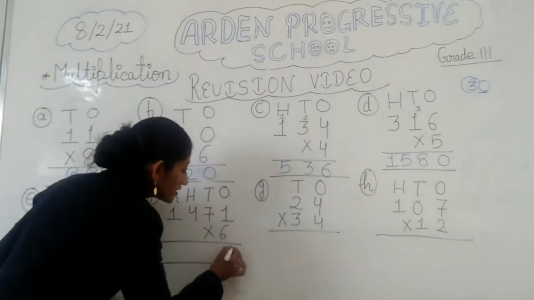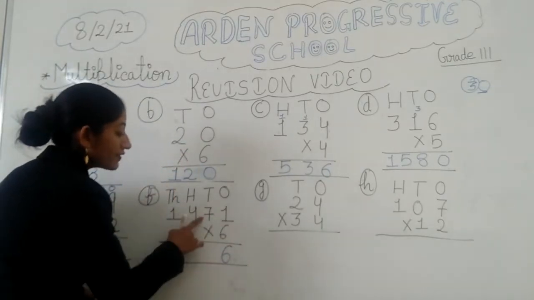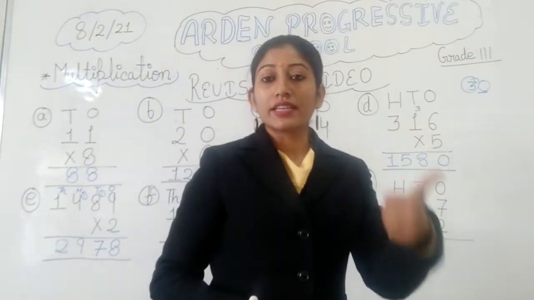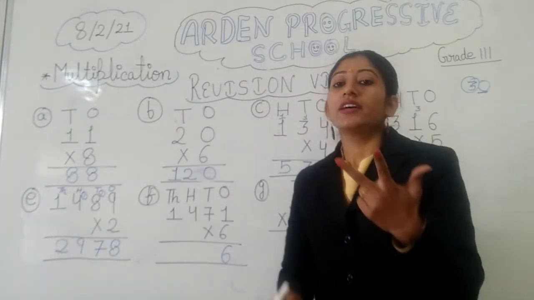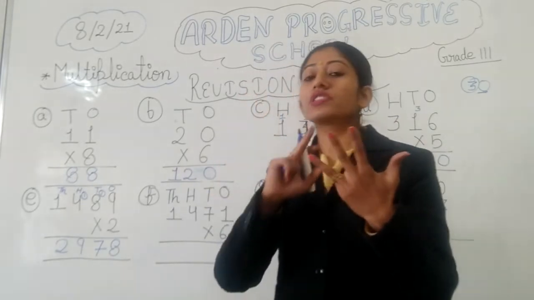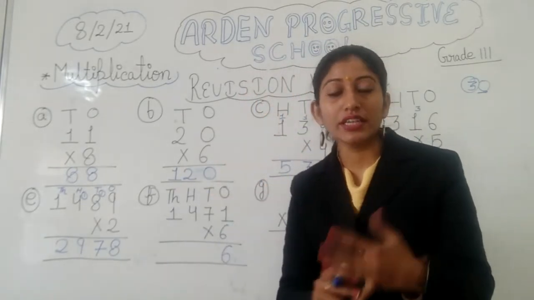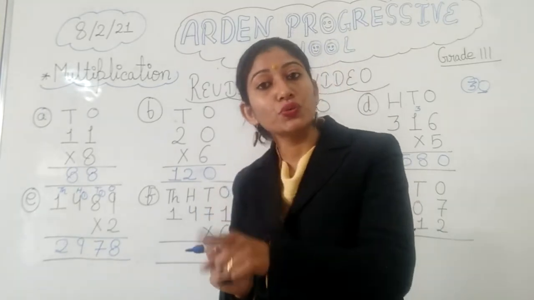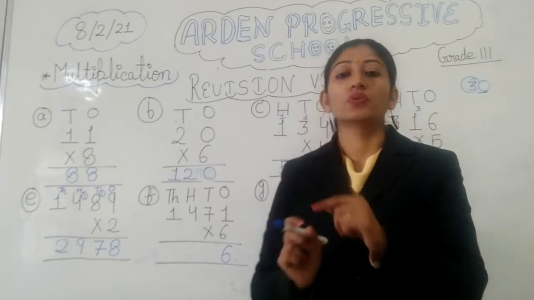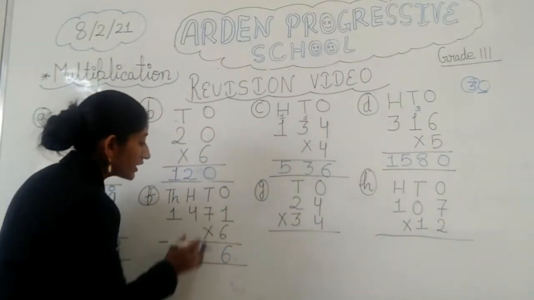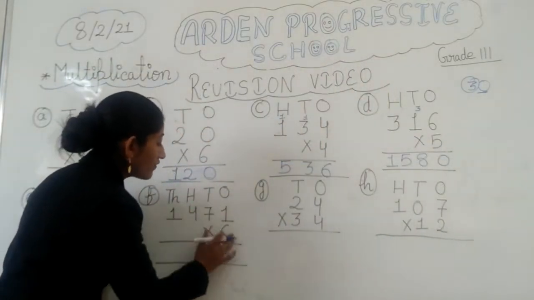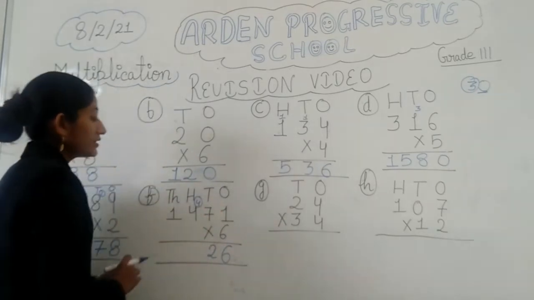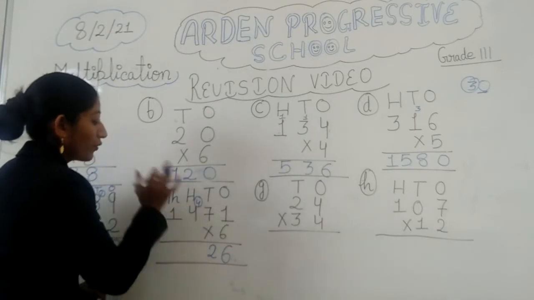6 into 1 is 6. 6 7s are... Now for this you have to count the 6 table. 6 1s are 6. 6 2s are 12. 6 3s are 18. 6 4s are 24. 6 5s are 30. 6 6s are 36. 6 7s are 42. Now what you will write of 42? See, nothing is carried here. So simply we will write 2 and 4 will come carry.